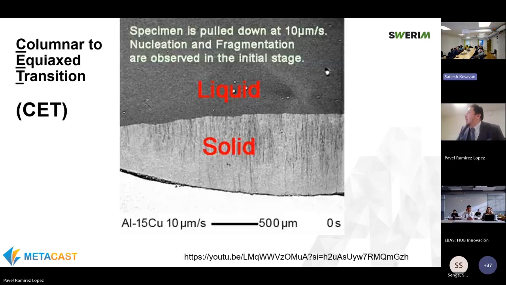In this case, we have an aluminum copper alloy, and we see from the beginning, let me stop it there. You see from the very beginning, we have this cell formation and we have nucleation of the columnar grains, some of which eventually die, and then we start also having the formation of dendrites in the free melt here. Nucleation and formation of dendrites. But I'll keep quiet for a moment and let you observe this.